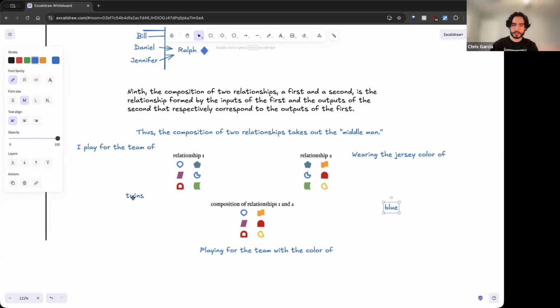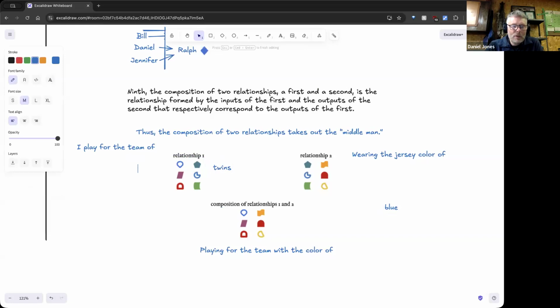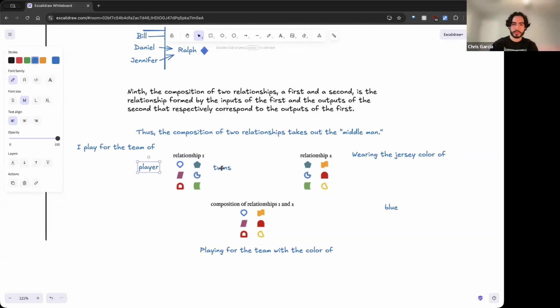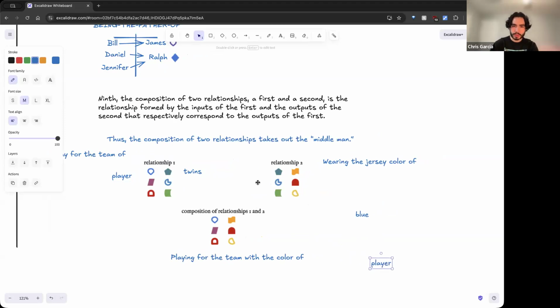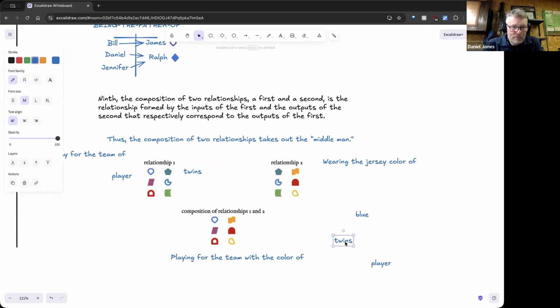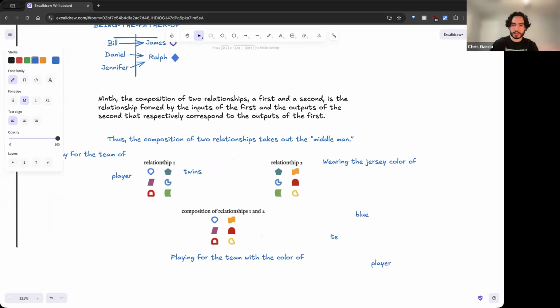I play for the team of. So you would have the player and you have the team. The player would be the first thing, the input. And then the Twins. No, this would still be Twins here. And you're saying that they wear a jersey color of blue.